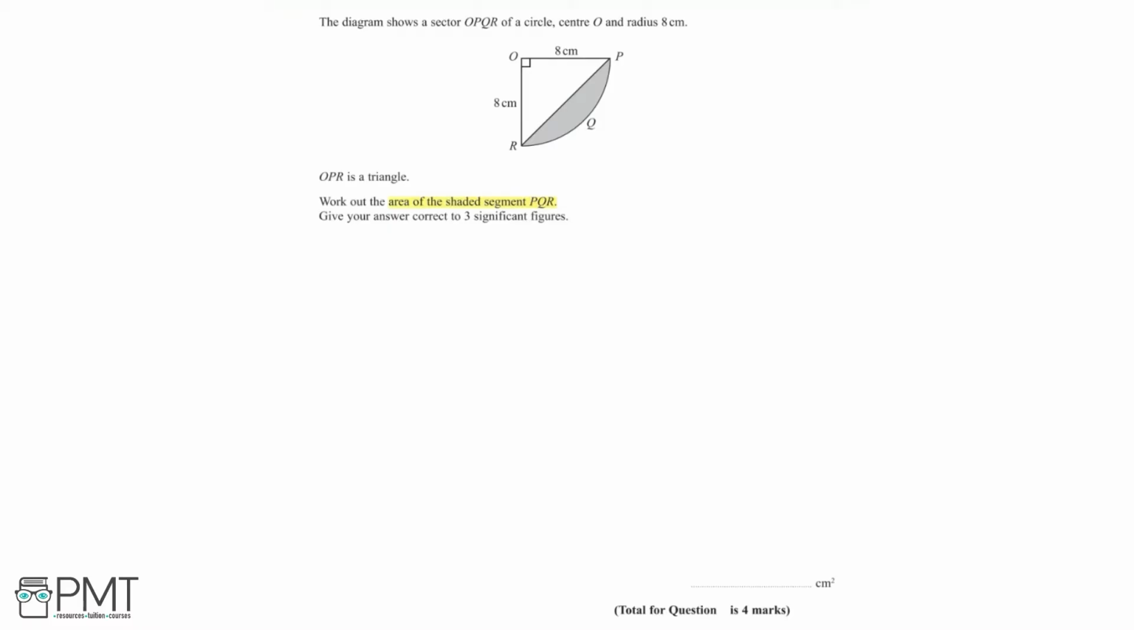Now we can identify that the area of the shaded segment PQR is equal to the total area of the sector, take away the area of the triangle. And just to clarify, the sector would be the entire shape OPQR, and the triangle would be the region in white.